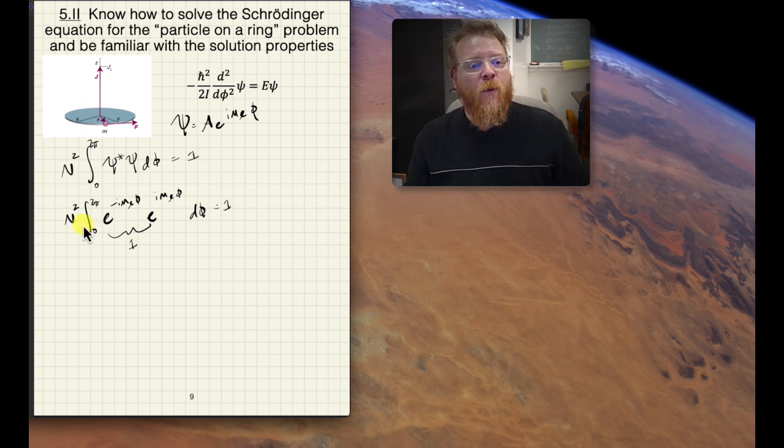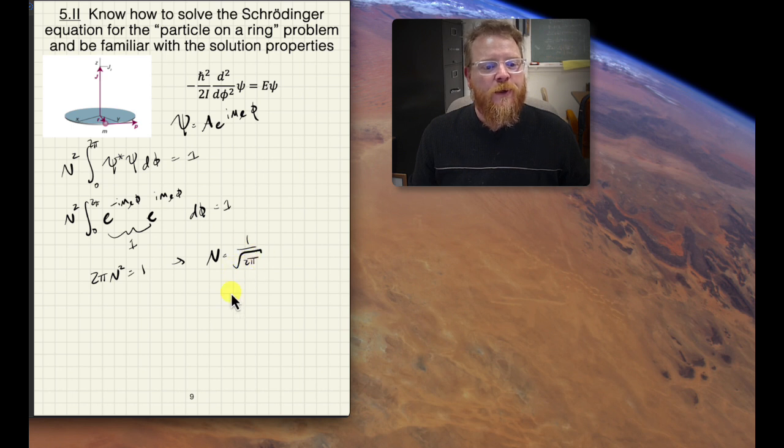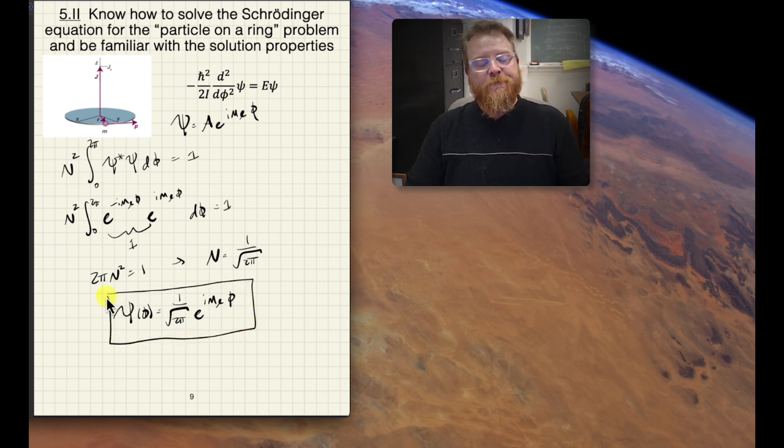And so then when I take the integral from 0 to 2 pi of just d phi, that's also just going to give me 2 pi. So I'm going to end up with 2 pi N squared equals 1, and thus my normalization constant is 1 over root 2 pi. So finally I can say my specific solution for psi of phi of the particle on the ring problem is 1 over root 2 pi e to the i m_l phi. Beautiful, simple little wave function there.